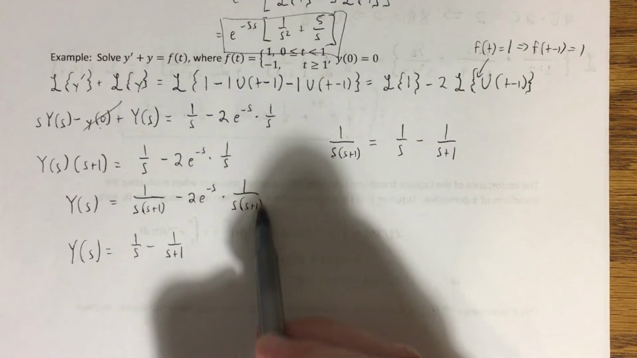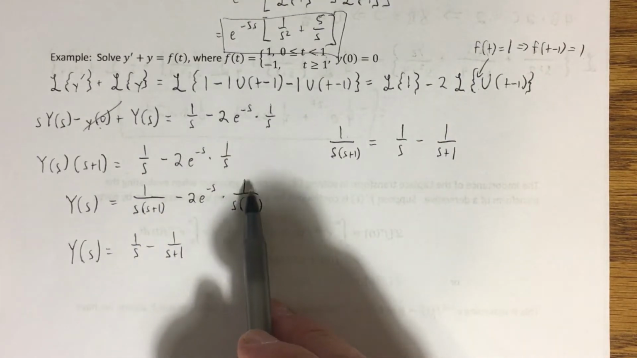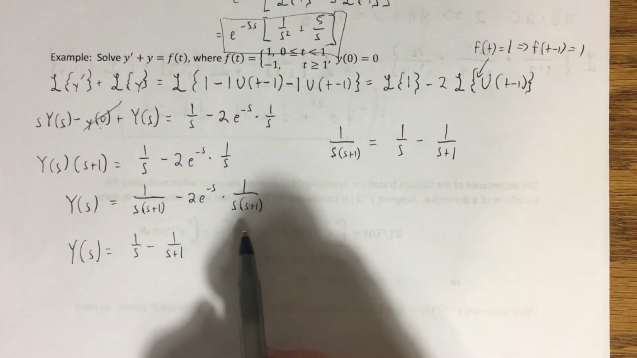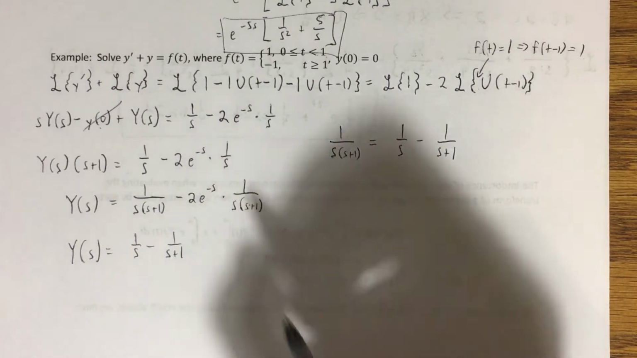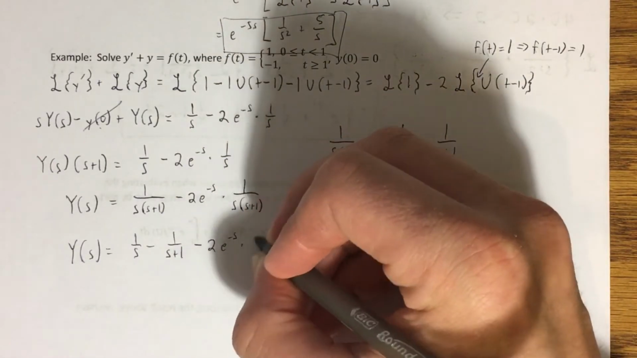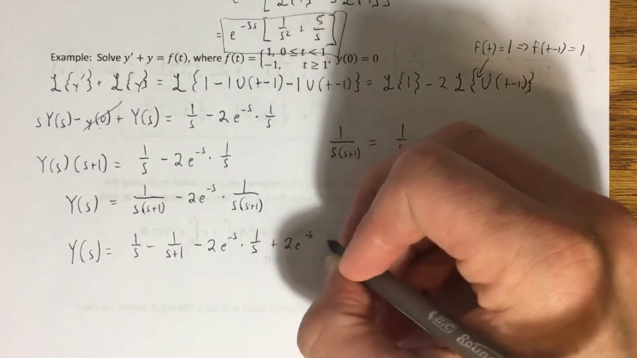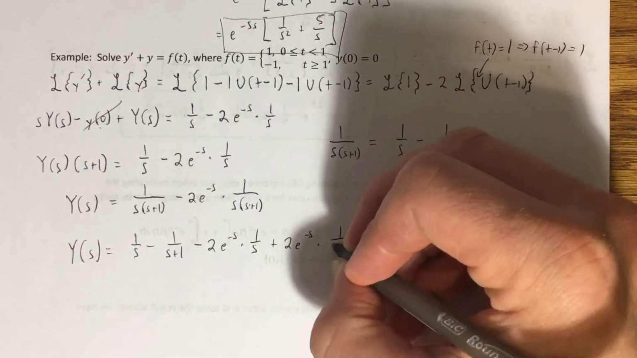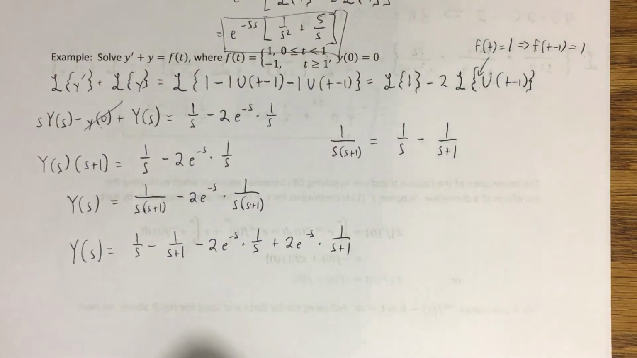I can do the same thing here. I can represent this guy, because it's the same rational expression as this one, as 1 over s minus 1 over s plus 1. But then I can distribute this negative 2e to the negative s into both of those terms. So I'm actually going to get minus 2e to the negative s times 1 over s plus 2e to the negative s times 1 over s plus 1. Okay? Now I need to take an inverse transform of both sides.